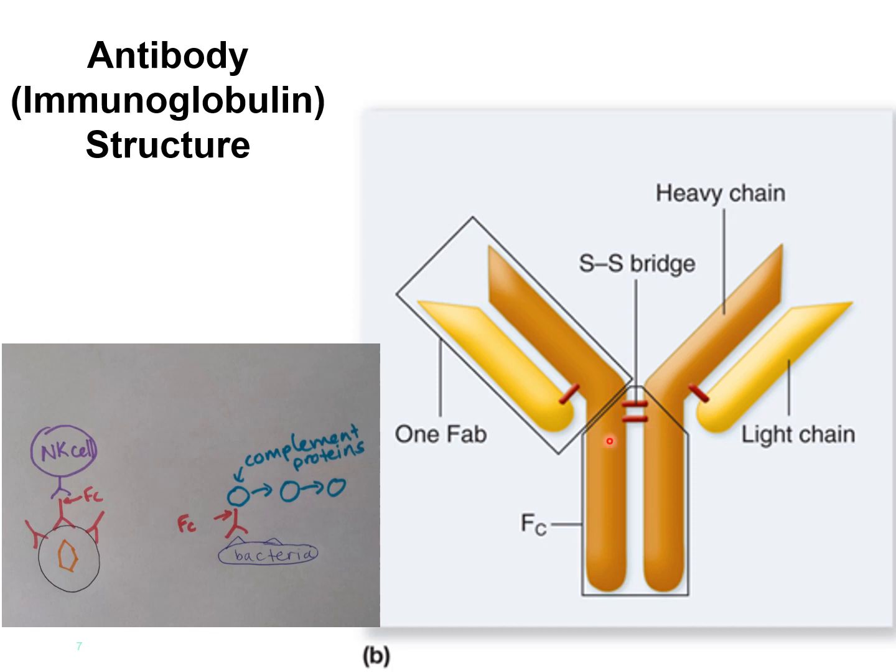And then the crystallizable fragment or Fc fragment, that's going to bind to the white blood cell. So you can see over here we've got a natural killer cell finding a cell that's infected, coated with antibodies, and it will bind to that Fc region of the antibody, and that'll tell the natural killer cell to kill the cell. The Fc component of the antibody can also bind to complement proteins. And remember, that's one of the ways to activate the complement system.